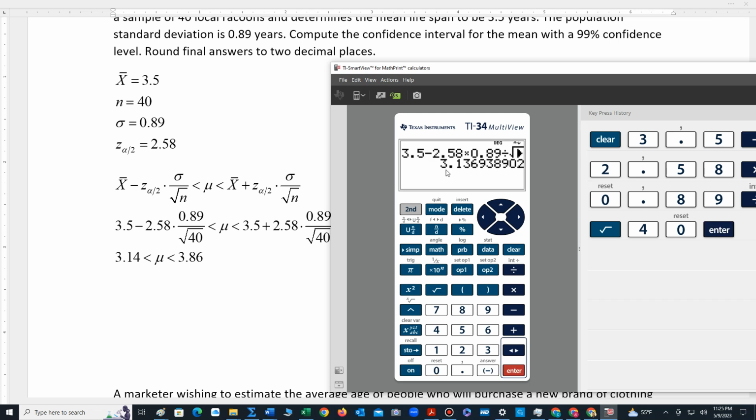Our left endpoint is 3. Remember, we're rounding to the second decimal place. Since this is 6, add 1 to 3, drop everything else, 3.14.